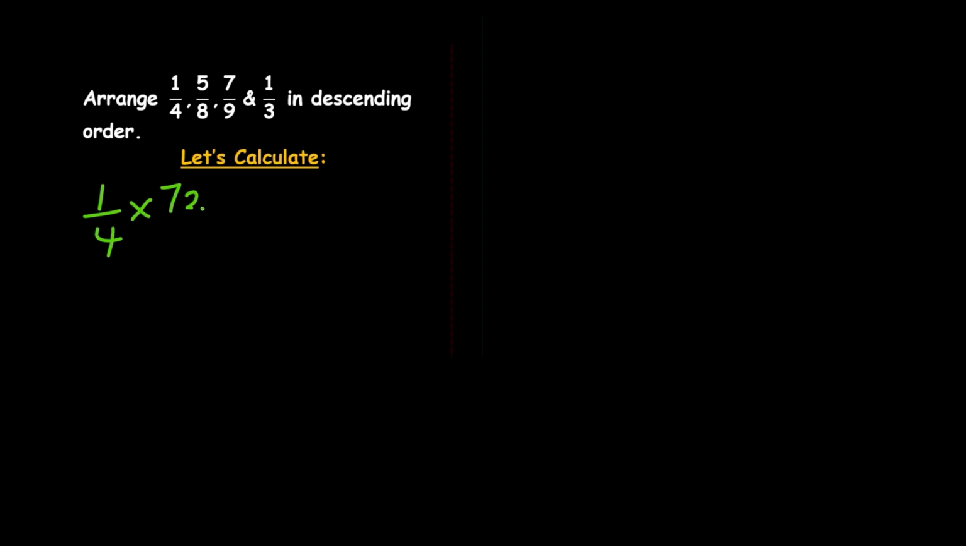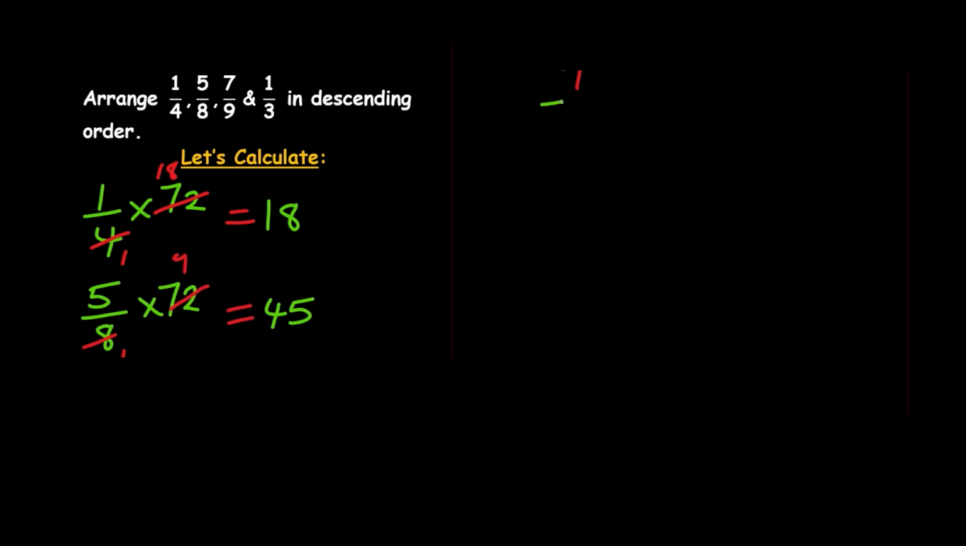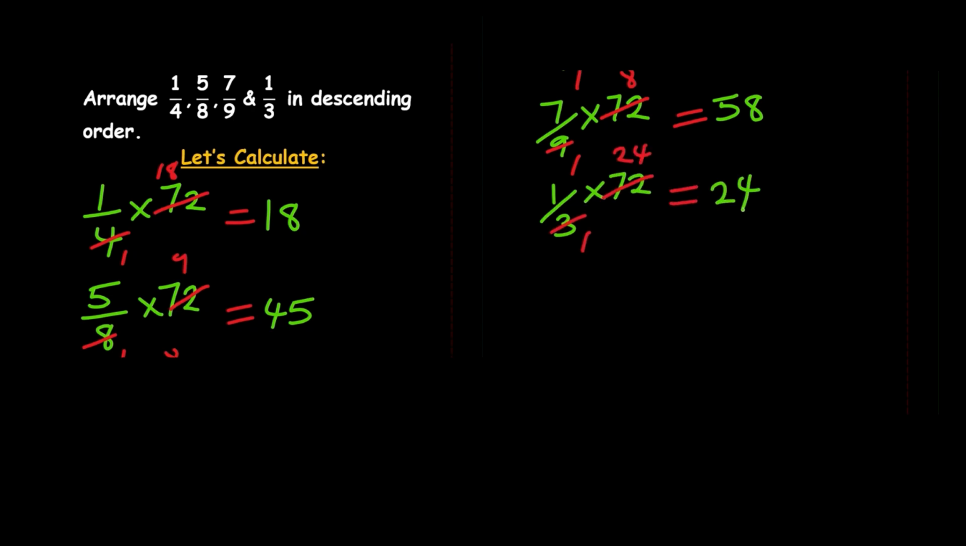1/4 times 72 is equal to 18. 5/8 times 72 is equal to 45. 7/9 times 72 is equal to 56. 1/3 times 72 is equal to 24. Now arrange the values. 56, 45, 24, 18. So, in descending order, 7/9, 5/8, 1/3, 1/4.